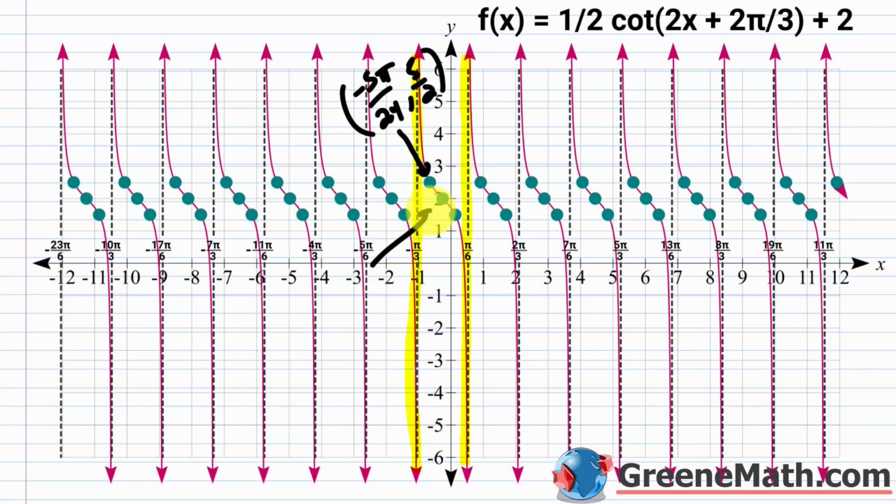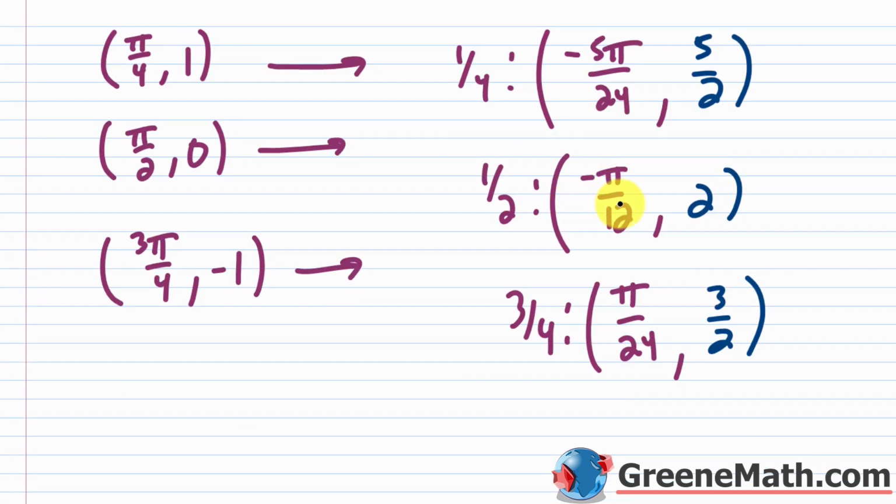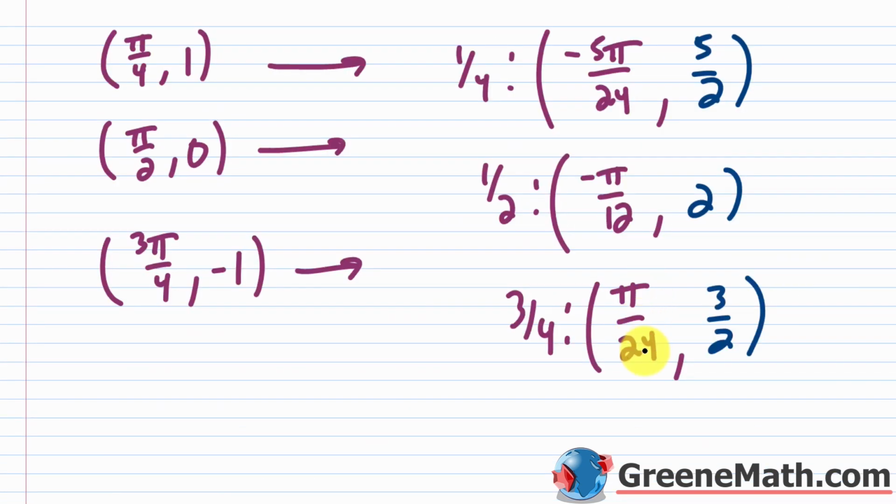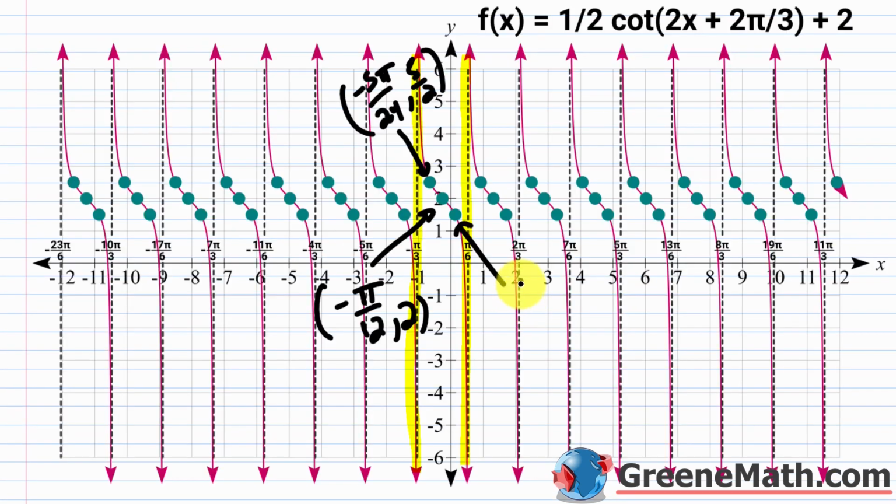And then if you look at this one right here, that's going to be negative pi over 12, comma 2. So that is negative pi over 12, comma 2. And again, this notch right here is 2. It's covered up by that point. And then if you look at this one right here, we're going to have pi over 24, comma 3/2. So this is pi over 24, comma 3/2. And again, this notch right here is 1. This notch is 2. So this is halfway. So that's 1.5 or 3/2 in terms of your y value. So you can see that does match up.